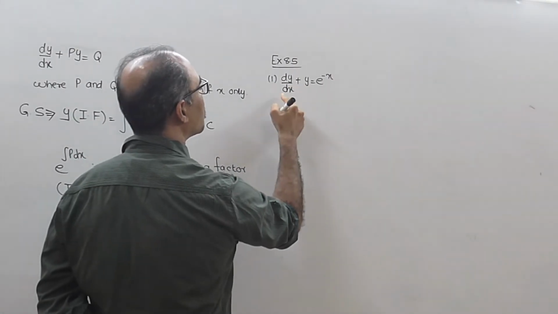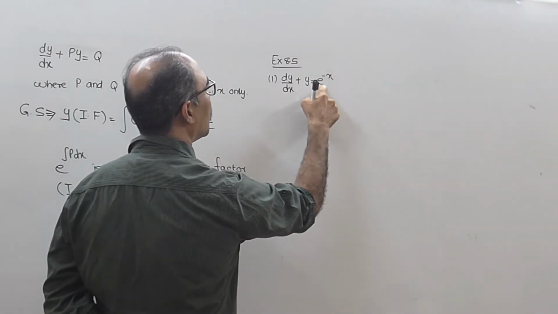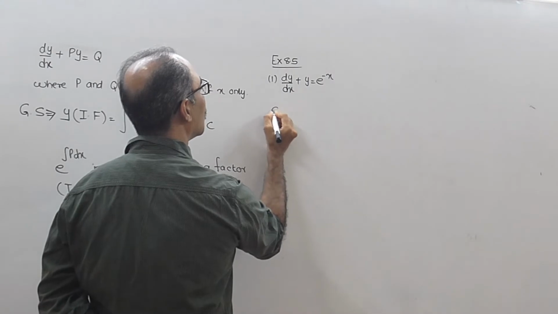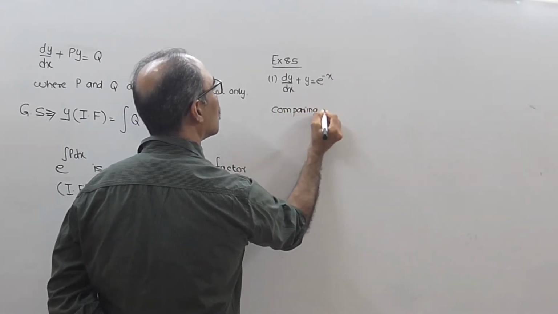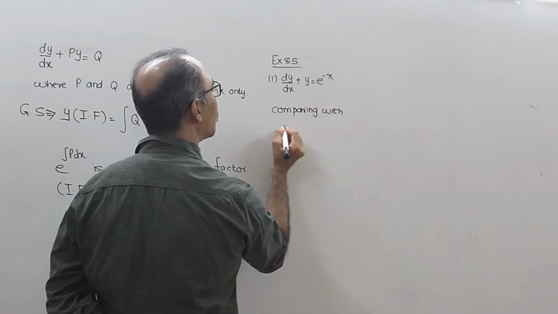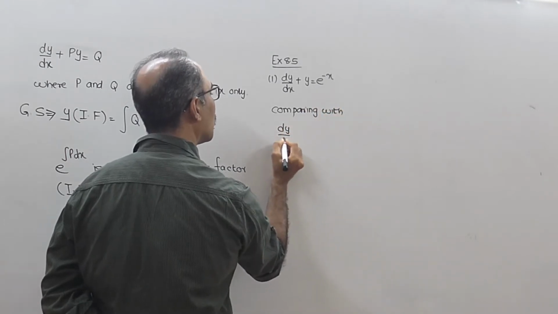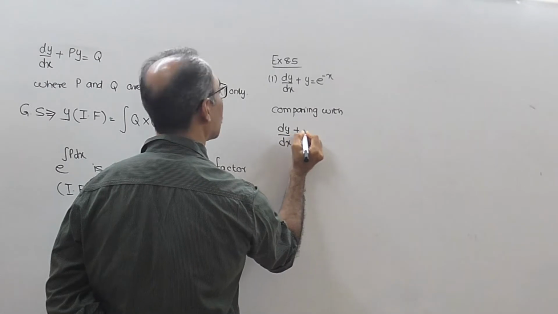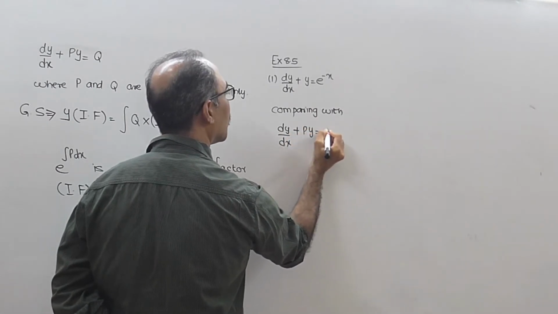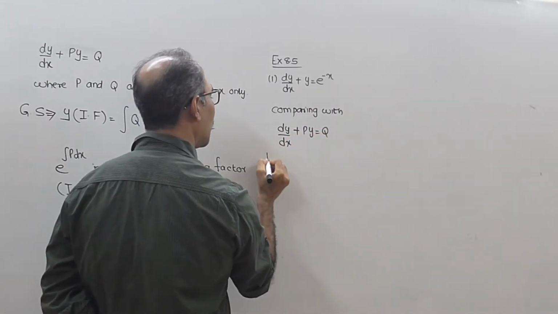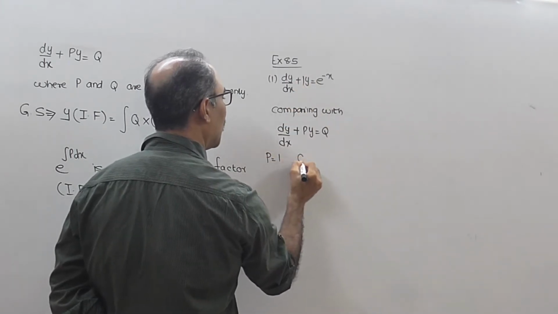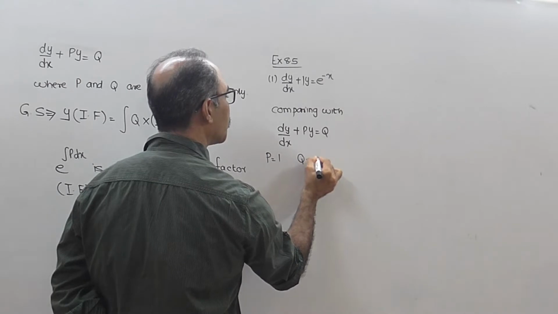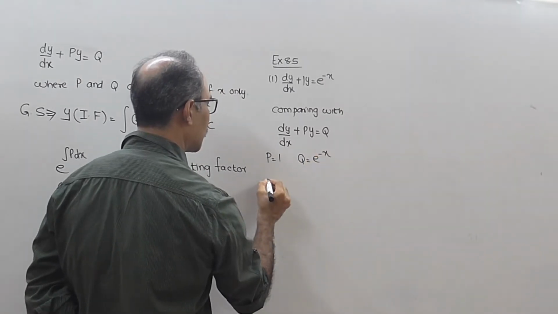Exercise 8.5, question number 1: dy by dx plus y equal to e raised to minus x. So what we have to do is compare with dy by dx plus Py equal to Q. Can I say that P will be equal to 1, because the coefficient of y is 1, and Q will be equal to e raised to minus x.